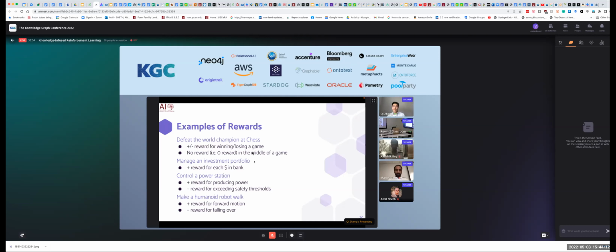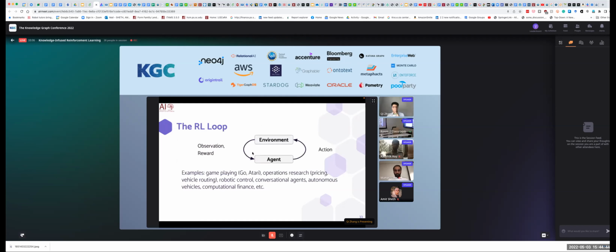In the second example, managing an investment portfolio, the reward signal will be correlated with the number of dollars in your bank account. A similar thing happens when you control a power station or make a humanoid robot walk. In these scenarios, we can conceptualize some reward signal that characterizes what you want the agent to do. Okay, and then I would like to introduce this RL loop diagram that explains what's happening between the agent and its external environment.